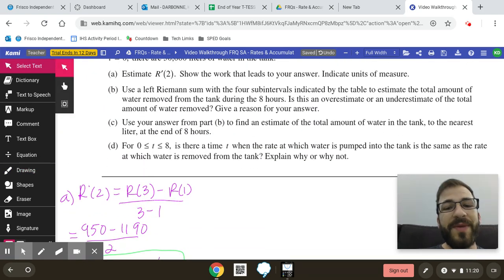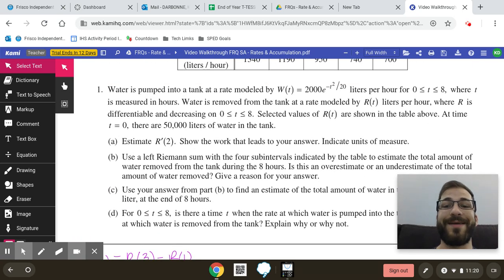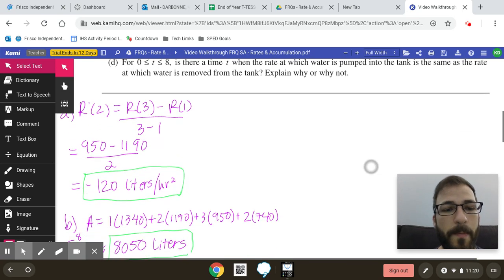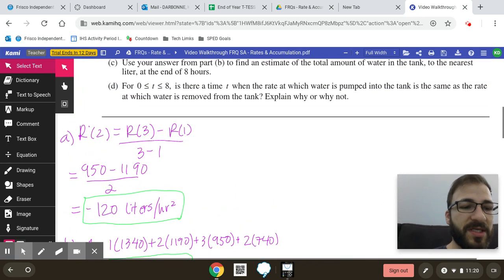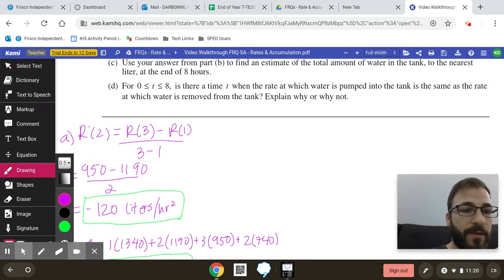Use your answer from part B to find an estimate of the total amount of water in the tank to the nearest liter at the end of 8 hours. Okay, so now we're talking about the whole tank. So we want to know how much water is in the tank at the beginning at time t equals 0, and how much water is in the tank at the end. So how much water is going into the tank and how much water is being taken out of the tank. So now we're going to include both R of t and W of t. So this is our big integral equation that we've been talking about on all of these.